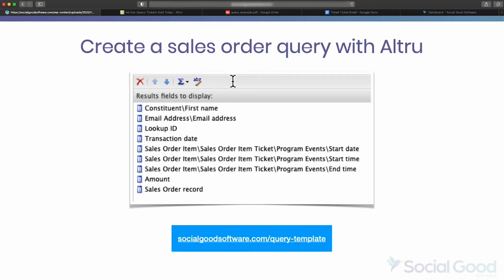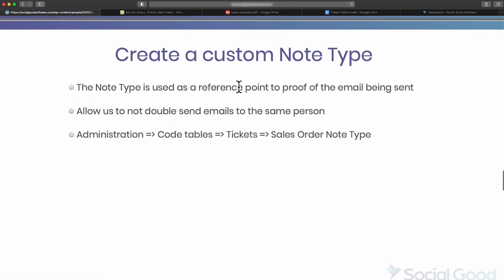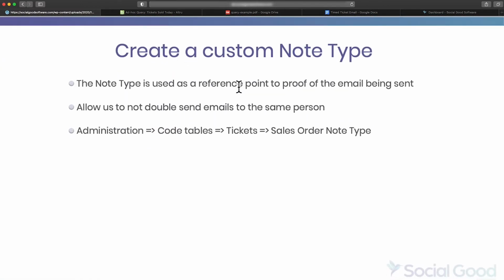All right, now that we have actually finished creating our sales order query, the next step here is to go ahead and create a sales order note type. Sales order note types are really handy because it gives us a way to check if an email has been sent, and it gives us proof that the email was actually sent, and it allows us to not double send emails to the same person. And we're just going to be creating a custom note type specifically for emails.